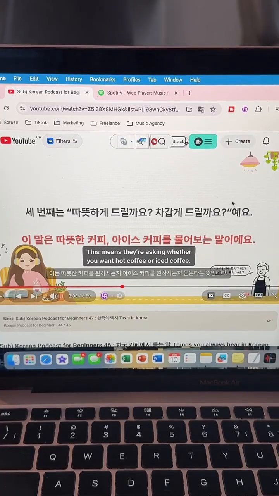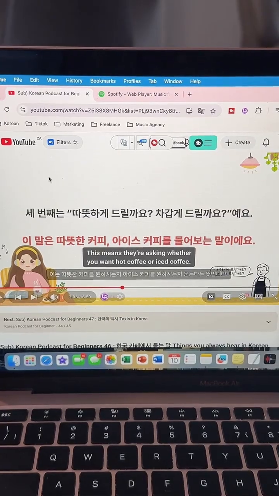And 예요 comes from the verb 이다, to be. So thirdly, it is either do you want it hot or do you want it cold? Or should I give it cold? Or should I give it hot?